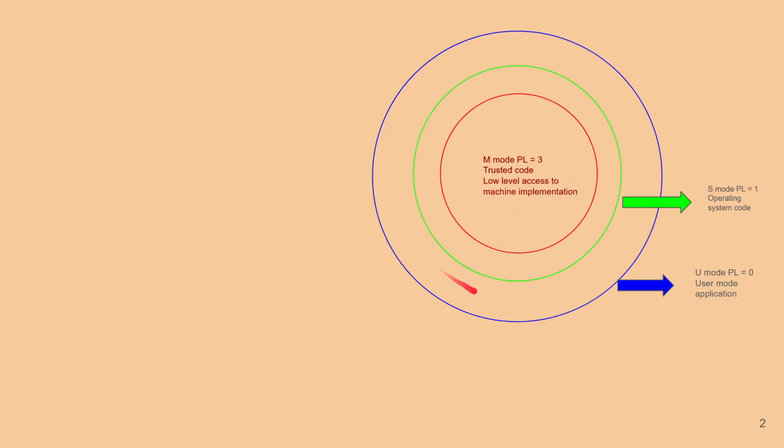The outermost circle is the user mode. The user mode is where the regular applications run. User mode has the least privilege level, which is an encoding of 0, and cannot directly access hardware or execute sensitive instructions. If the user mode code needs to access more privileged resources, it needs to make a request to the higher privilege level using an ecall instruction.